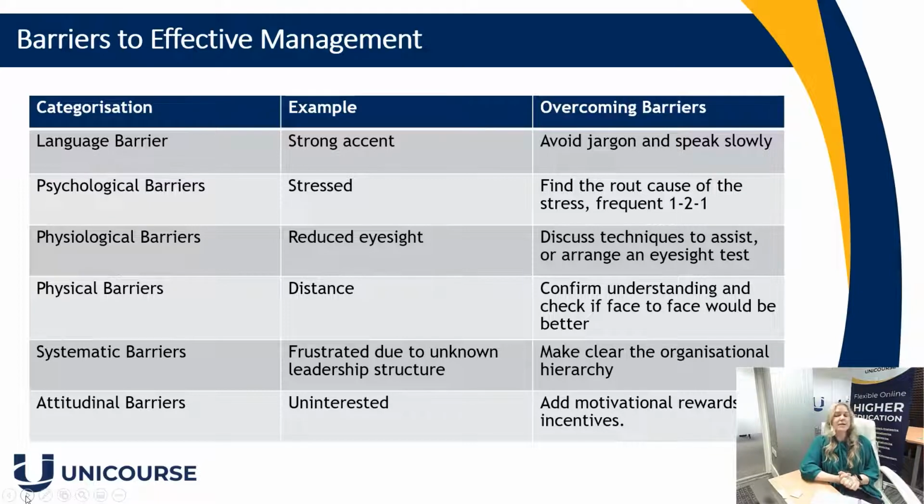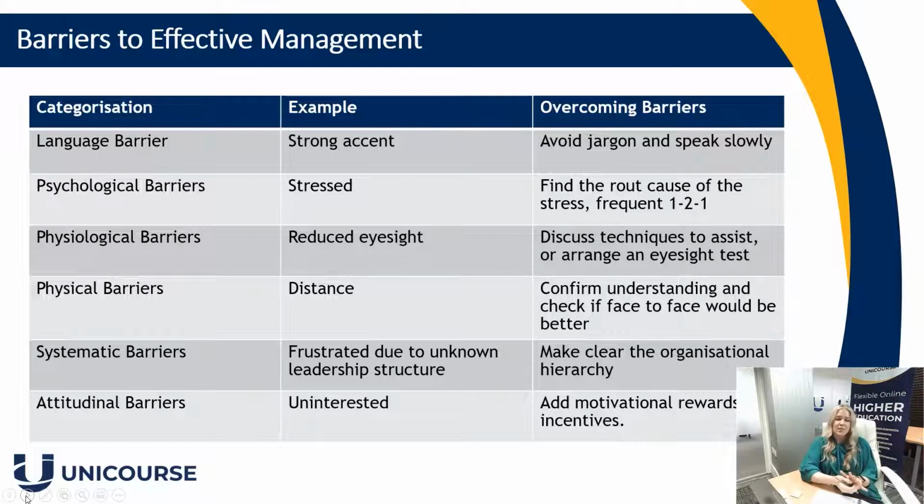So the next section of learning outcome 2 looks at the communication and interpersonal skills that are necessary for a manager to fulfil their role, to help and support their team to complete their tasks and objectives in order to meet their organisational goals.